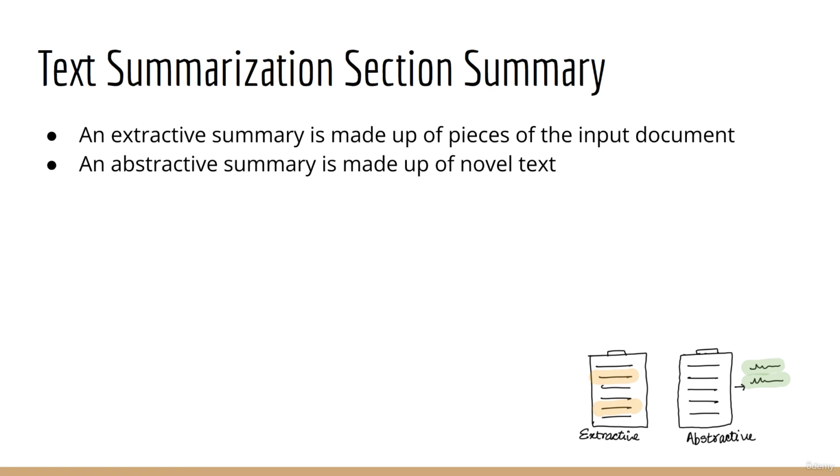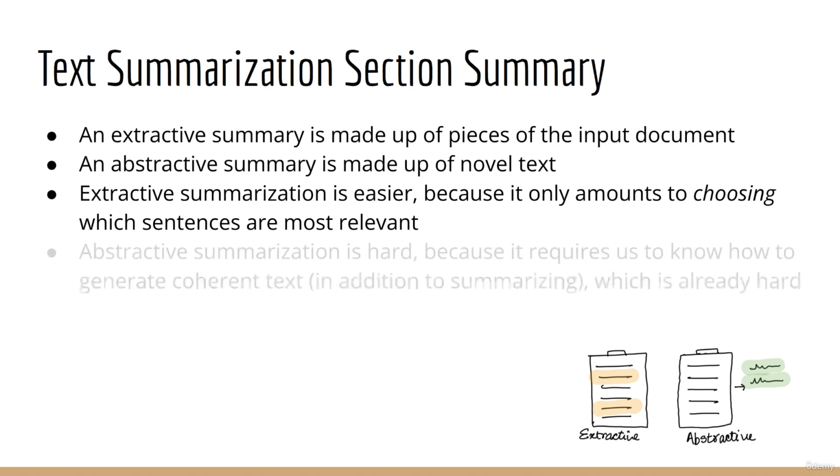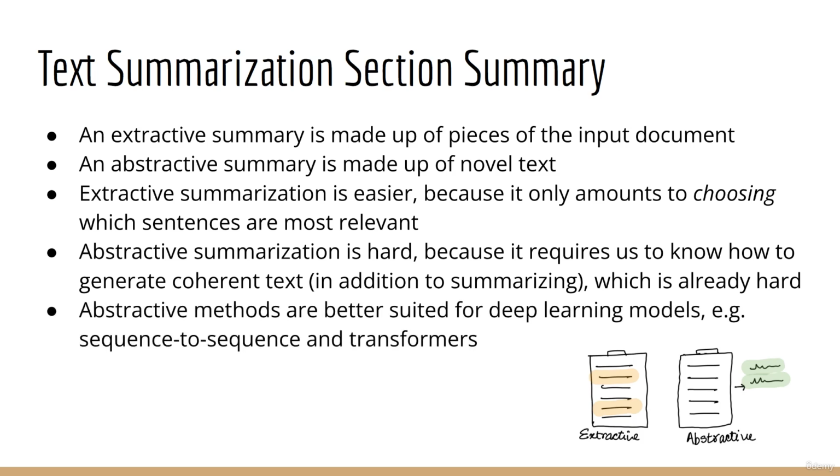the input. Clearly, extractive summarization is easier because it only amounts to choosing which sentences are the most relevant. On the other hand, abstractive summarization is hard because it requires us to generate text, which even by itself is pretty difficult. Abstractive methods are more suited to deep learning models such as seq2seq and transformers.